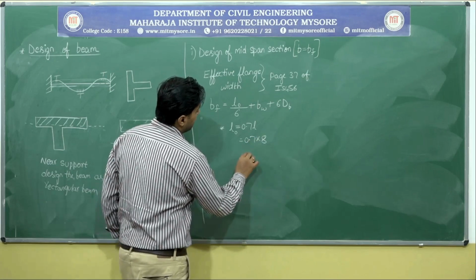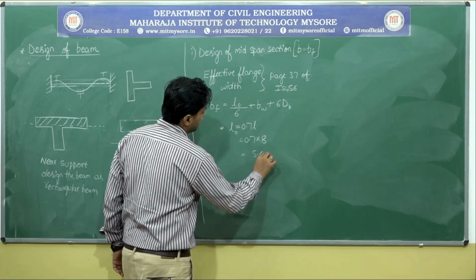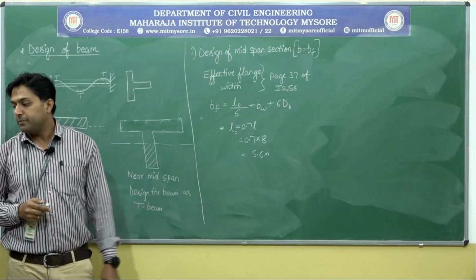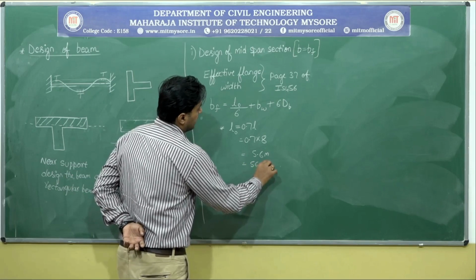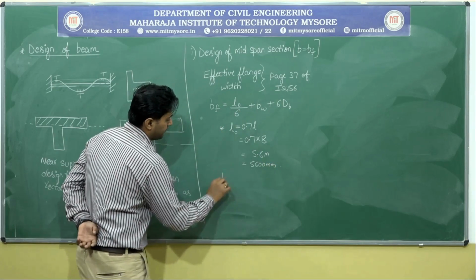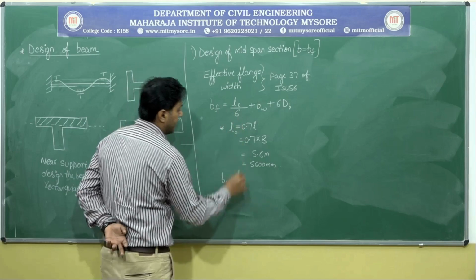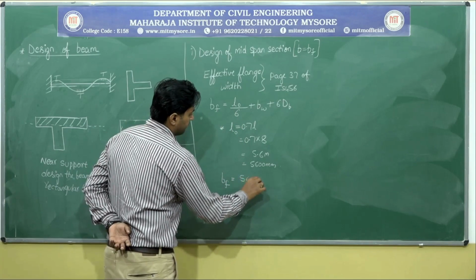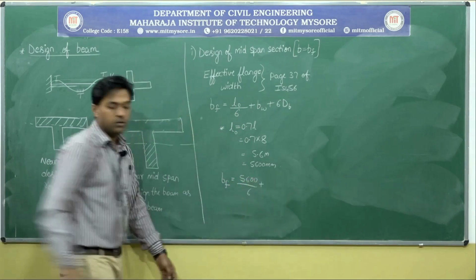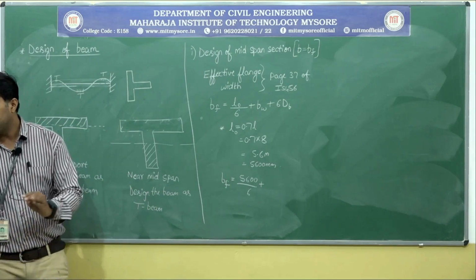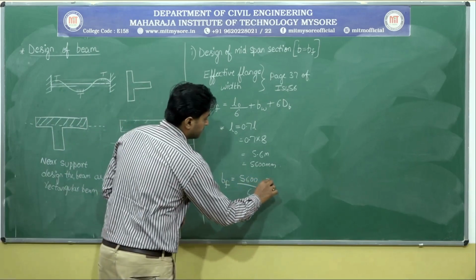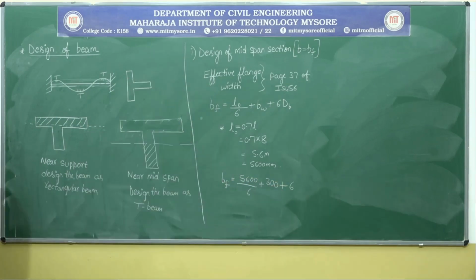L is nothing but 8 meter. 8 7s are 56, so 5.6 meter, or 5600 mm. Let me substitute this value over here. So BF is equal to L naught, 5600 divided by 6, plus BW, which is 300, plus. So I am opening page 37. Let me read out what they have given.